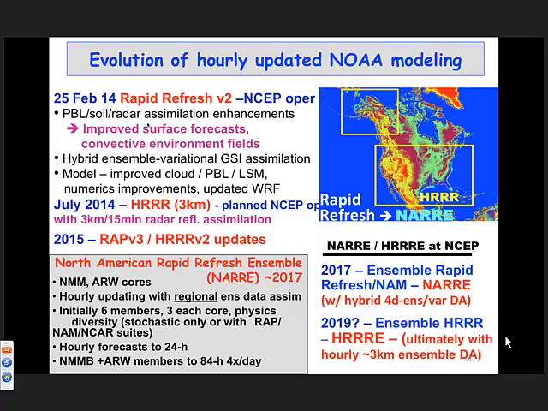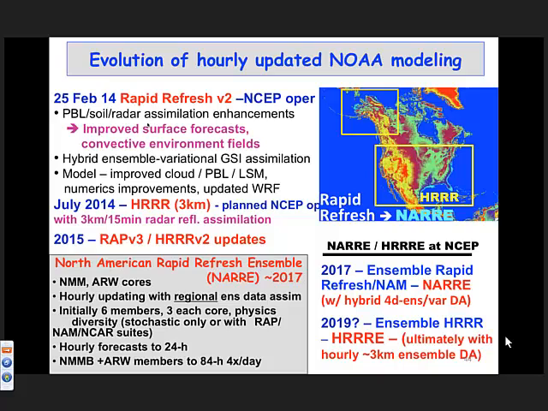We reran the derecho case with the RAP V1 initial conditions and got a much poorer forecast, even though the rest of the HRRR WRF configuration was the same. So for that case, we know that the improved boundary conditions were critical.